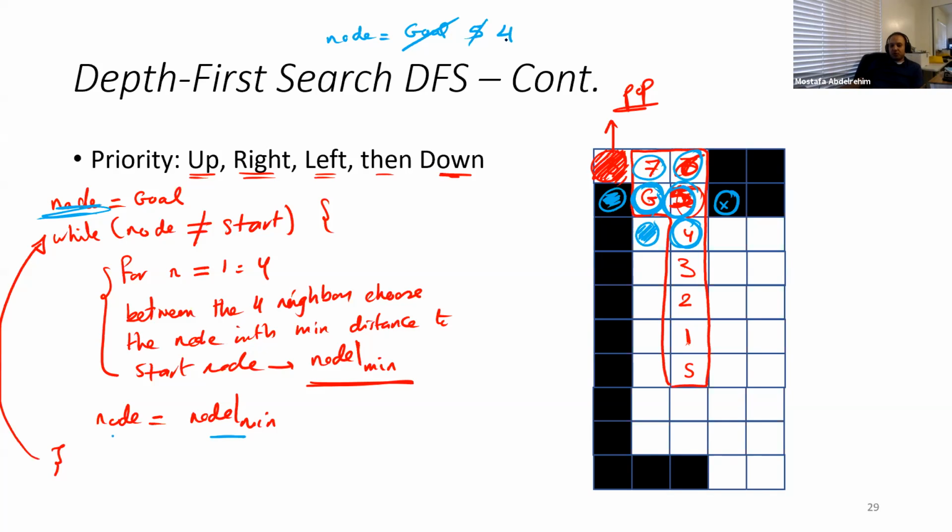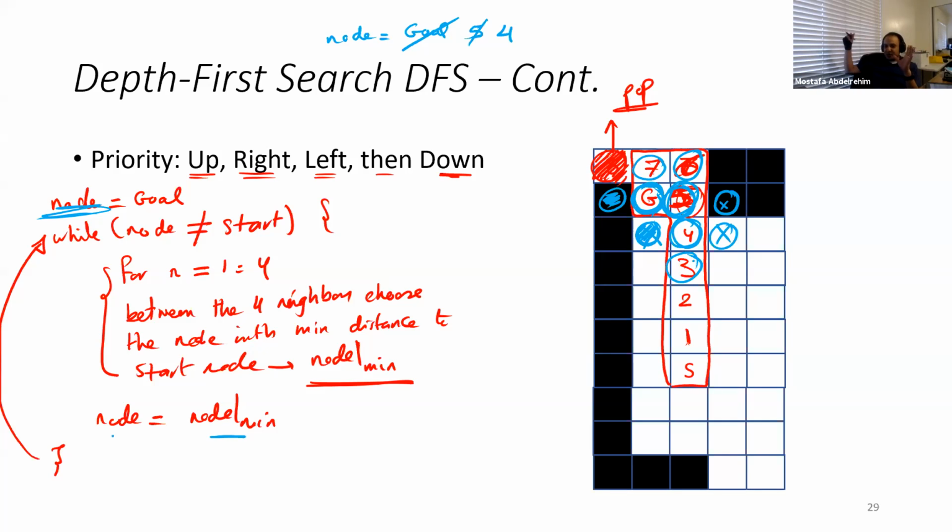And node will be 4. And we go in the while loop. Is 4 equal to start? No. So we're gonna do these steps again. 4 has 4 neighbors. 5, this guy, this guy, this guy. These 2 are not explored, so will be excluded. Right. Now 5 and 3, again, the same problem with 5.